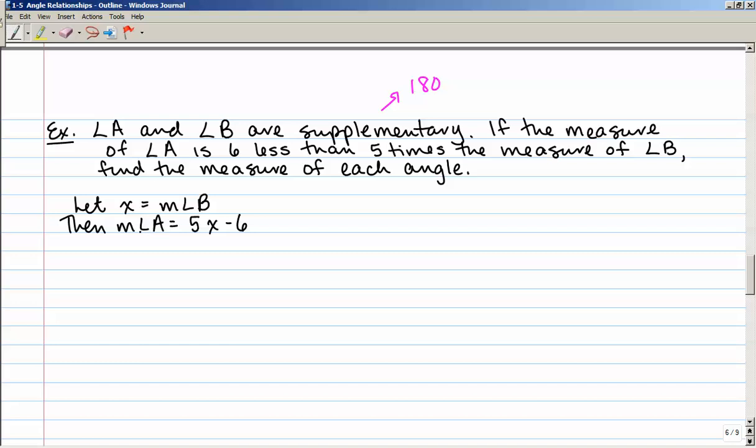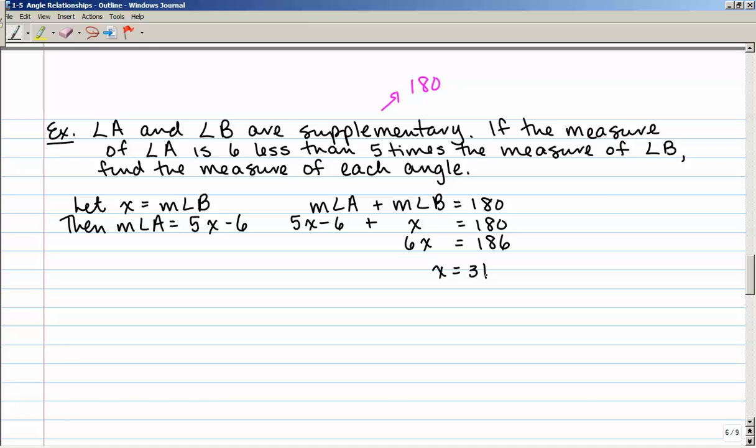So the measure of angle A plus the measure of angle B equals 180, because the problem told me they are supplementary. So now I can just plug in my algebraic expressions. The measure of angle A is 5x minus 6, the measure of angle B is x, and that equals 180. So 6x equals 186, or x equals 31.